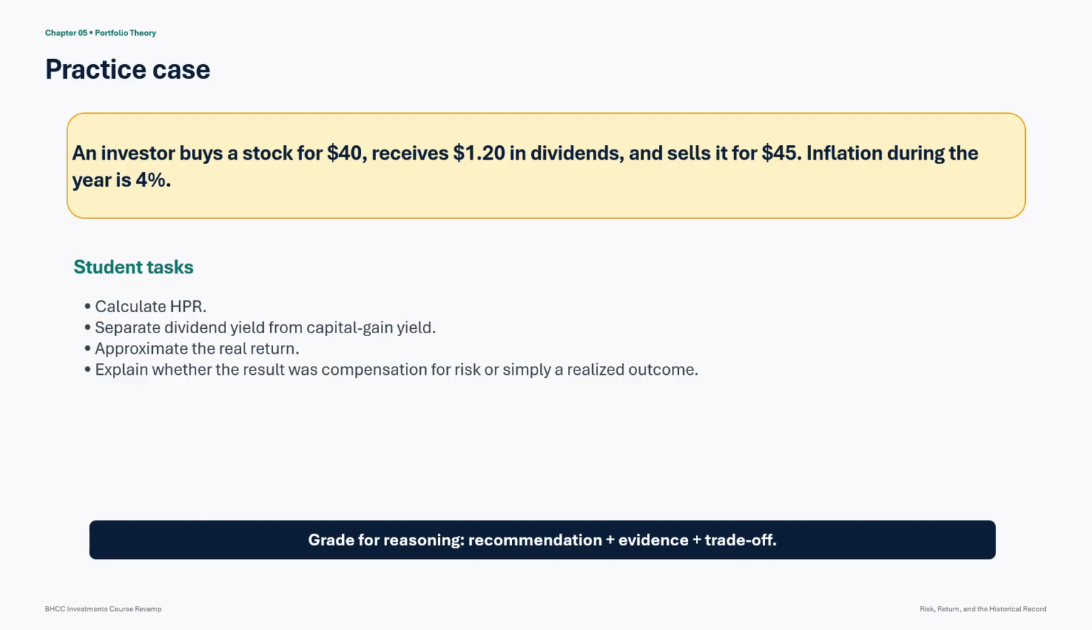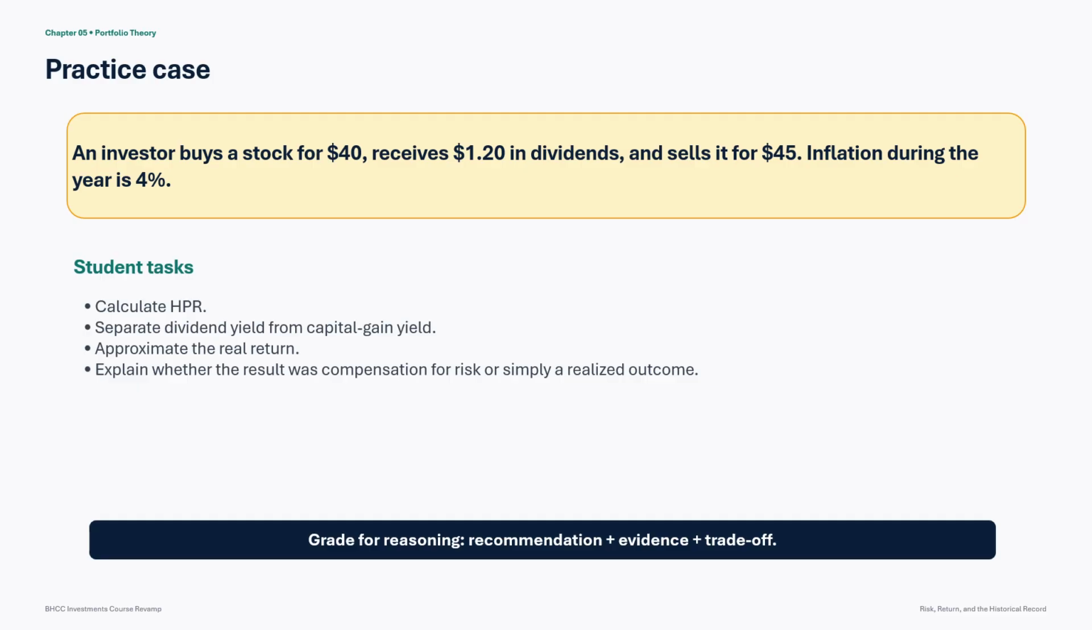Now separate the components. Dividend yield is $1.20 divided by $40, which equals 3%. Capital gain yield is $5 divided by $40, which equals 12.5%. Together they equal the 15.5% HPR. For the real return, the quick approximation subtracts inflation. 15.5% minus 4% equals 11.5%. The exact calculation is 1.155 divided by 1.04 minus 1. That is approximately 11.1%.